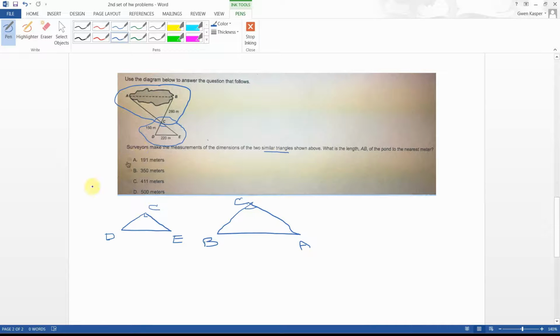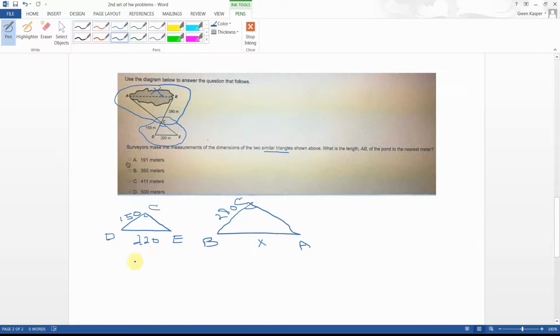And I'm going to put the sides on here. C to D is 150. D to E is 220. C to B is 280. And B to A is X, because that's what we don't know, that's what we're trying to find.